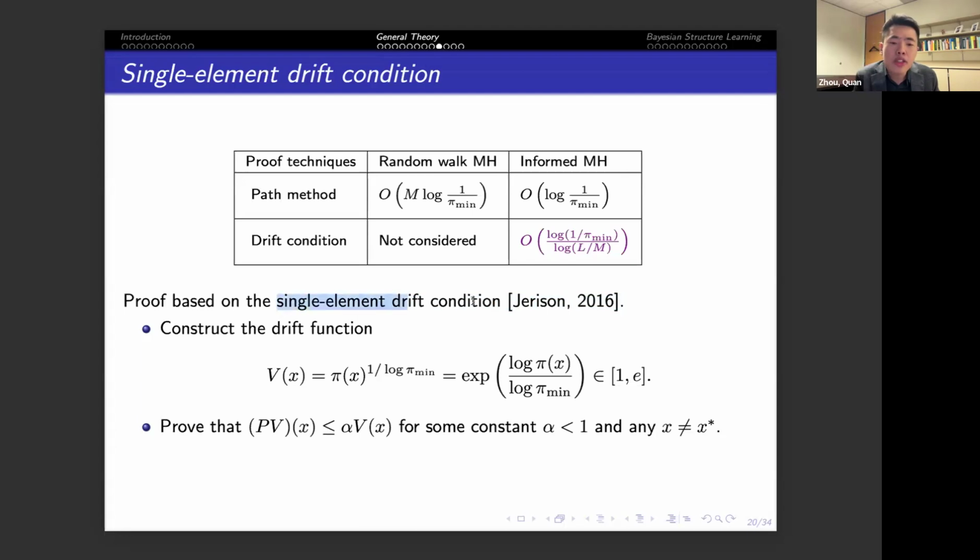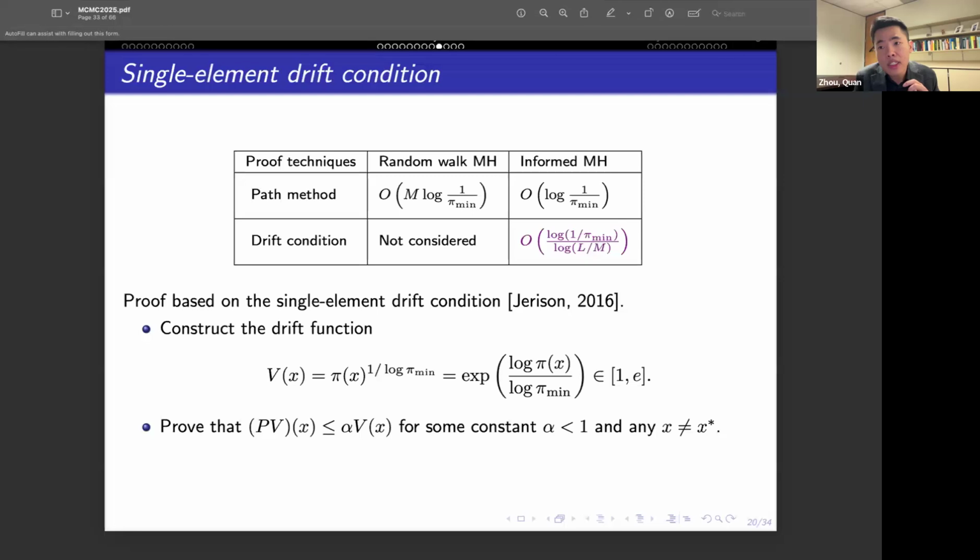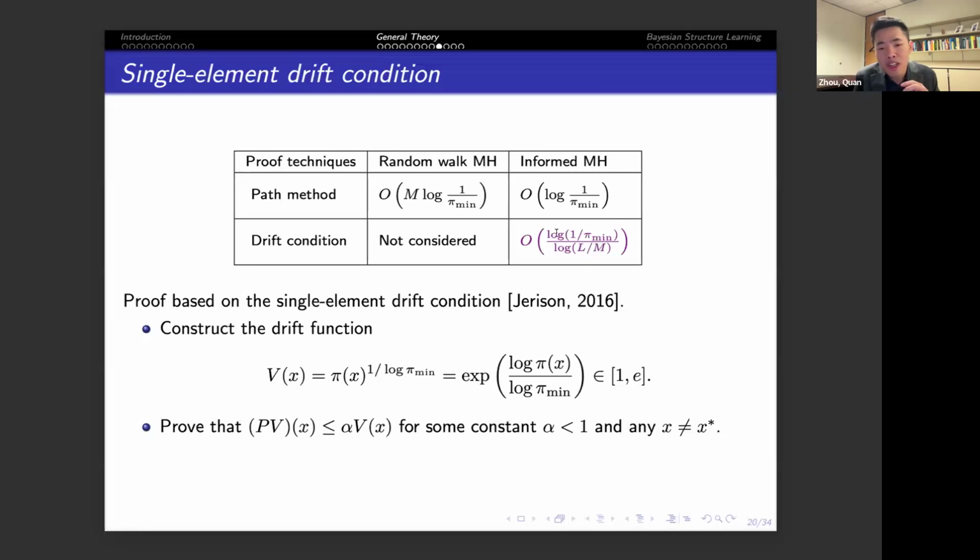And to use this single element drift condition, the most important step is just to pick a suitable drift function, say V(x), and then you try to verify this inequality, and you try to quantify what this coefficient, little alpha here, is. And this is our construction of the drift function V(x). This is probably one of the most interesting results in this paper. So we construct our drift function V(x) in this way.